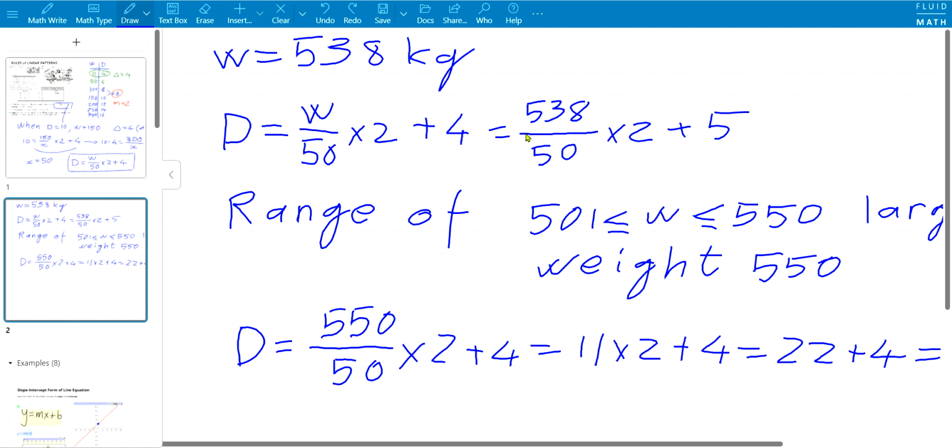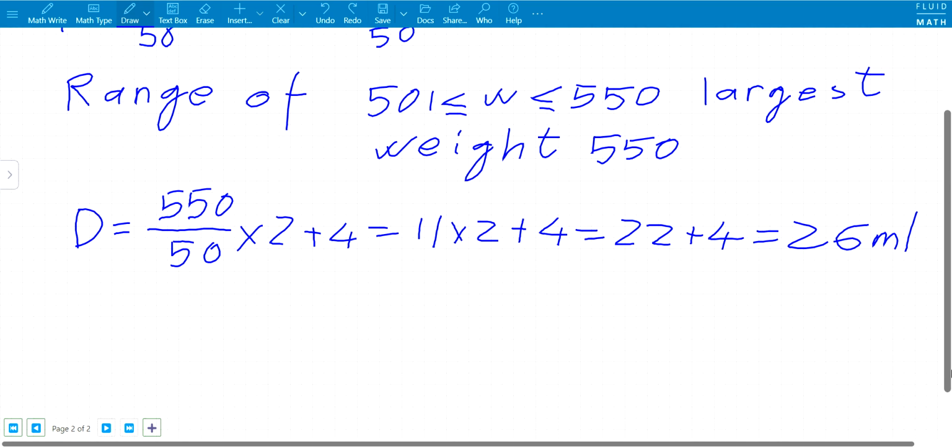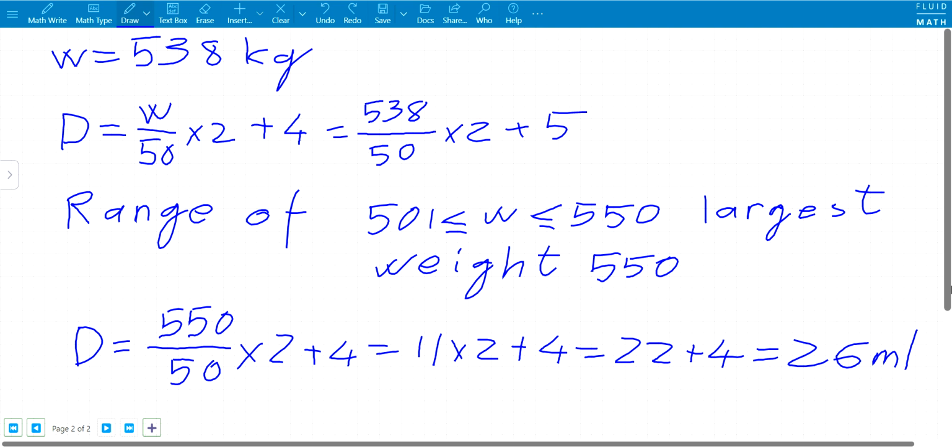which is also divisible by 50. 550 divided by 50 is 11. And now I've got D is equal to 550 divided by 50 times 2 plus 4, which is 11 times 2 plus 4, 22 plus 4. That's 26 milliliters of solution.